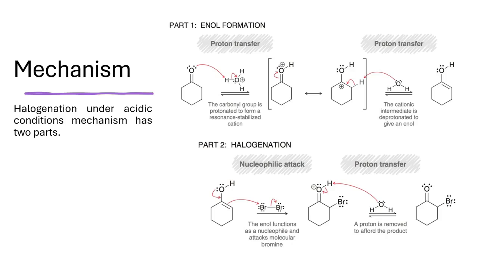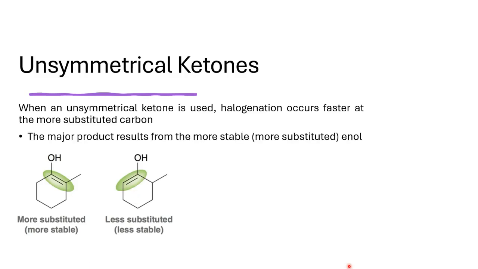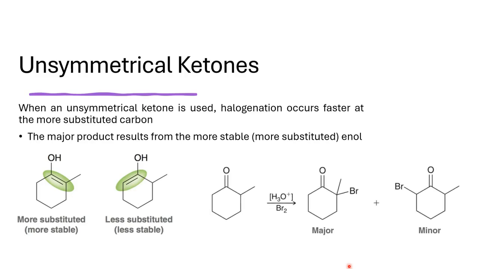Unsymmetrical ketones. When an unsymmetrical ketone is used, halogenation occurs faster at the alpha carbon that is more substituted. If we consider the more substituted alpha carbon, it will create the more stable alkene compared to the less substituted alpha carbon having a less substituted alkene. The major product then results from the more stable, more substituted enol form. In this example here, the major product will be the halogenated product at the tertiary carbon instead of the secondary carbon. This will be the minor product.